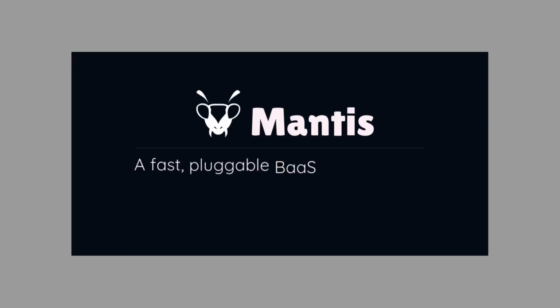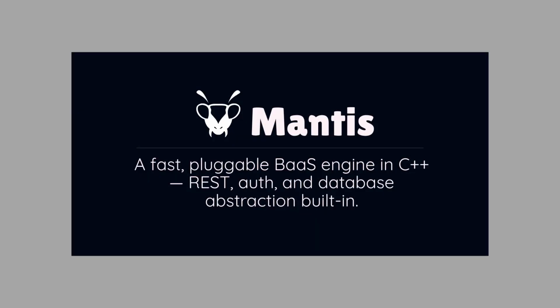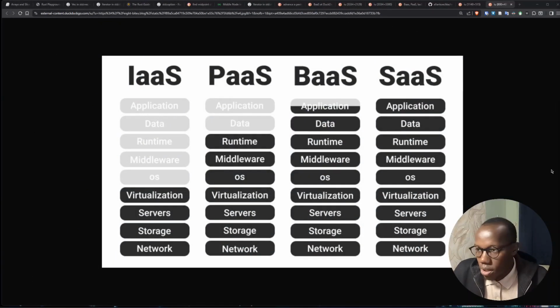Hello there and welcome. Today, let's talk about Mantis, a Backend-as-a-Service framework built in C++ to be very lightweight and pluggable. So first, before we talk about Mantis, let's first understand the different cloud service models that we do have today. There are four major types: infrastructure as a service, platform as a service, backend as a service, and software as a service.